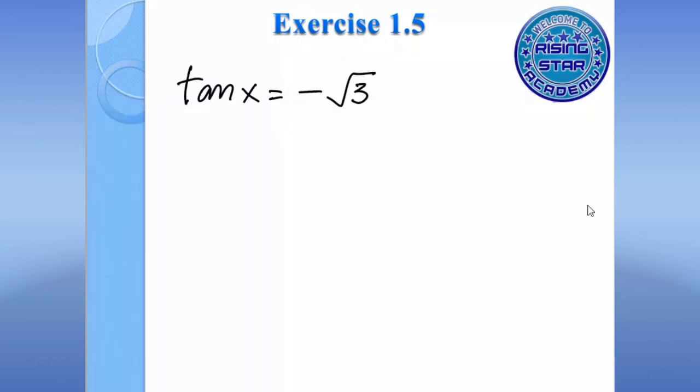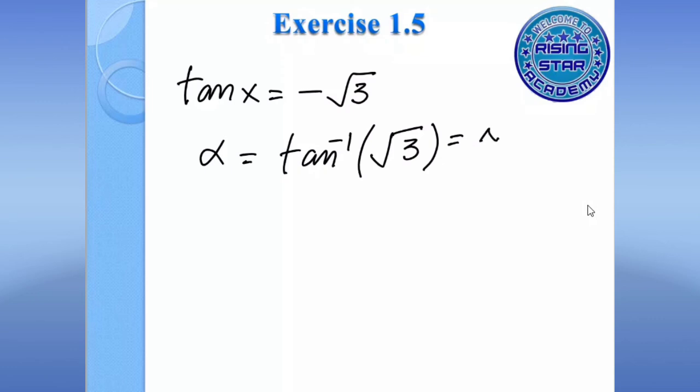Now I will simplify the next part, that is tan x is equals to minus root 3. So now we will find the basic angle. So we will take tan inverse of again square root of 3, that the answer would become pi by 3. So this negative sign tells us about the quadrant, and it would lie in quadrant number 2 and the quadrant number 4.